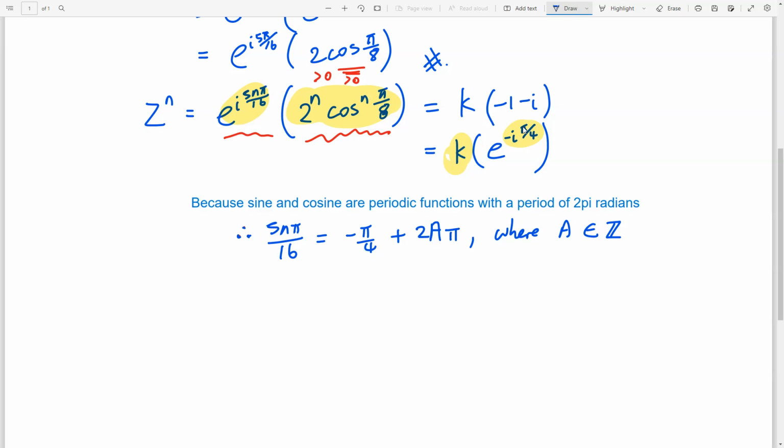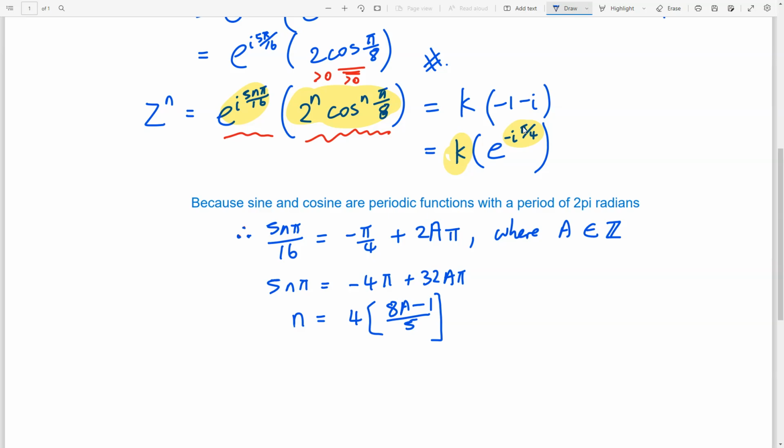Let's make it simple. 5nπ equals minus 4π plus 8aπ. Take out the π and make n the subject. Oh, sorry, this one is not 8, this is 32, I made a careless mistake. So I will be left with 4 times (8a minus 1) over 5. So this is our n.